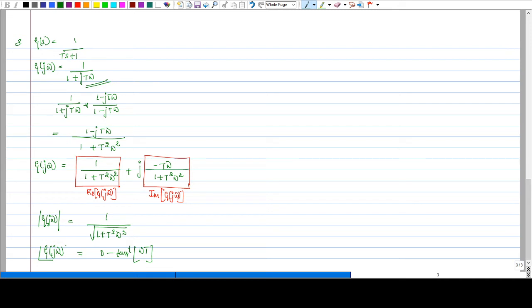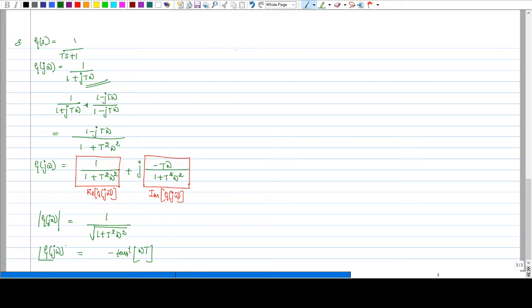So most of you take it as omega t divided by 0 and make it as infinity, but it is tan inverse of omega t by 1. So I can write it as minus tan inverse of omega t. So this is the real part, this is the imaginary part.